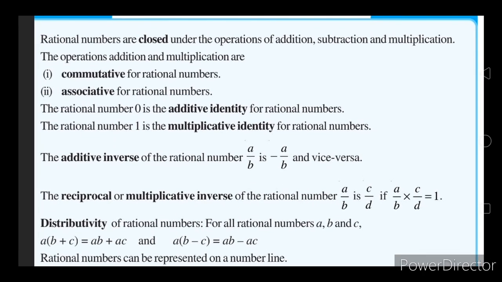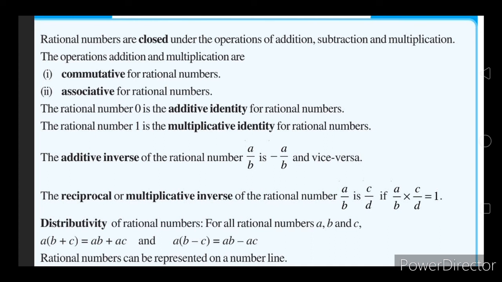Then the reciprocal or multiplicative inverse of the rational number a upon b is c upon d. It means if the multiplicative inverse of a upon b is c upon d, then after multiplying them the answer should be 1. You need not write c upon d. If you want to write a upon b and b upon a, it is also okay. The main thing is that when we multiply the given fraction and its reciprocal, the answer should be 1.